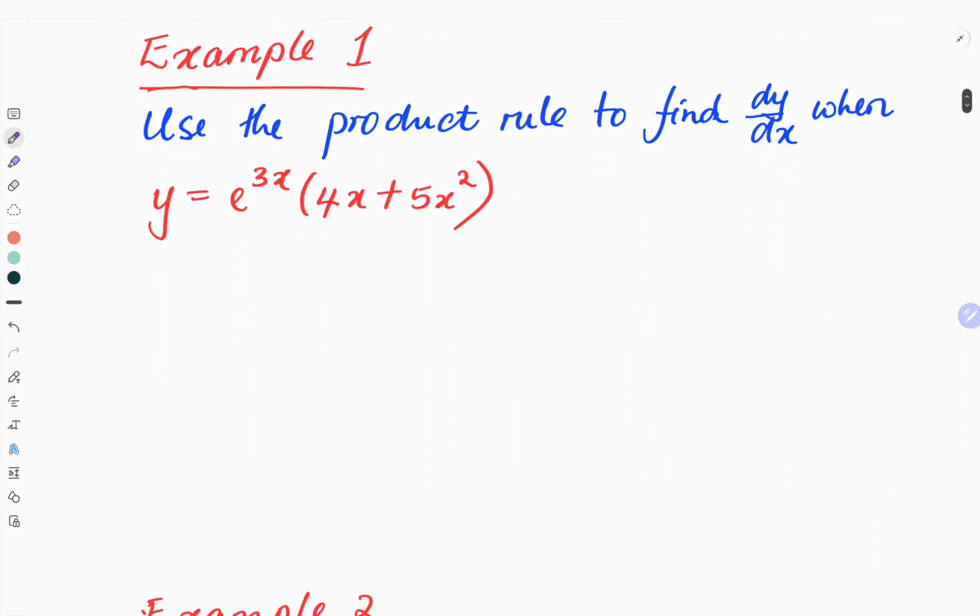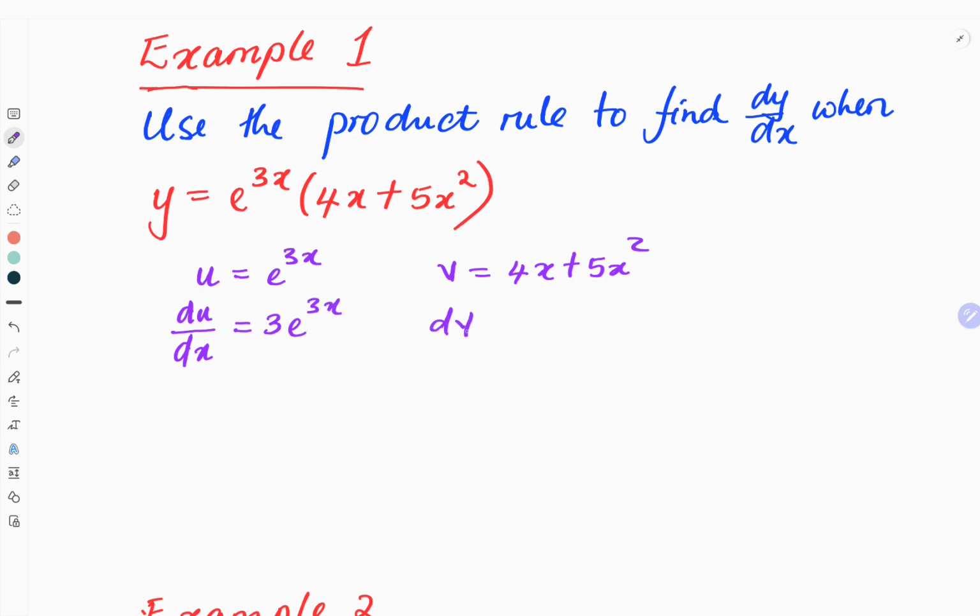In this example, we are asked to use the product rule to find dy/dx when y is equal to e to the power of 3x times (4x plus 5x squared). So in this case, you can say your u is equal to e to the power of 3x, and your v is equal to 4x plus 5x squared. Now differentiate u with respect to x: du/dx is equal to, remember to derive the exponential function, you just derive the f of x part, then bring it to the front. That will be 3e to the power of 3x. Then dv/dx would just be 4 plus 10x.